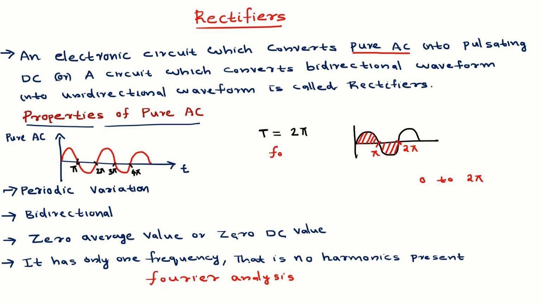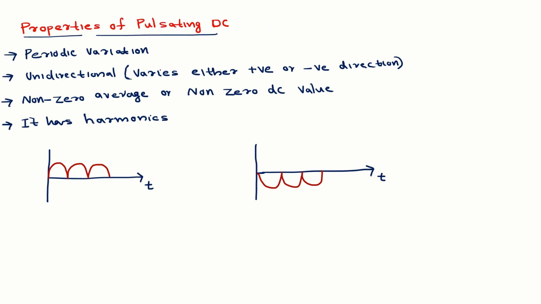So the property of pure AC is that it has only one frequency. That means there are no harmonics present. It has only one frequency, that is the fundamental frequency. So these are the properties of a pure AC signal. The rectifier converts pure AC into pulsating DC. Next we are going to see the properties of pulsating DC.